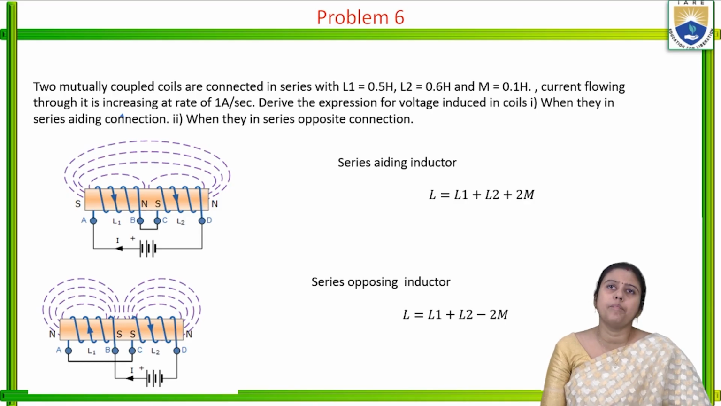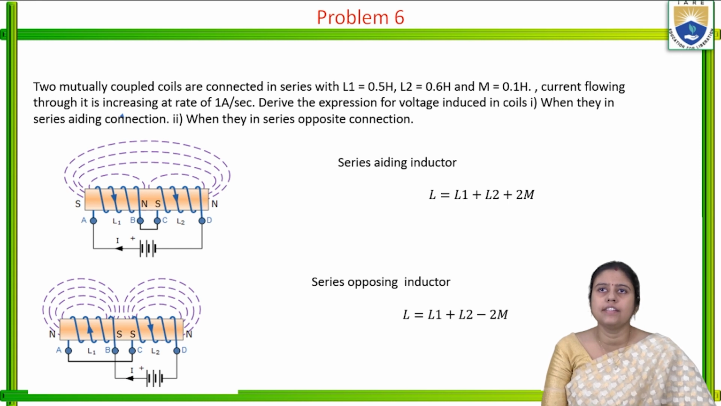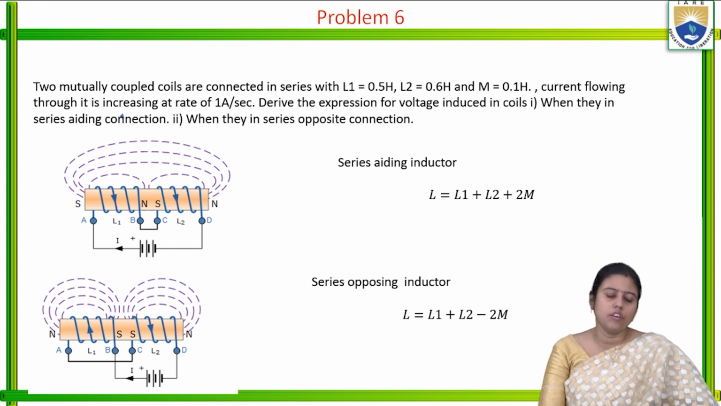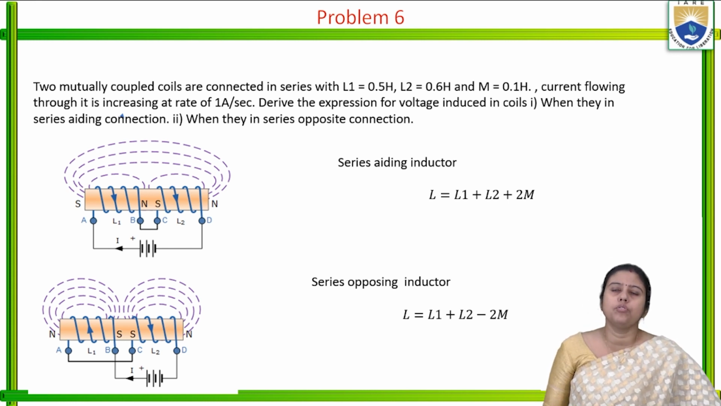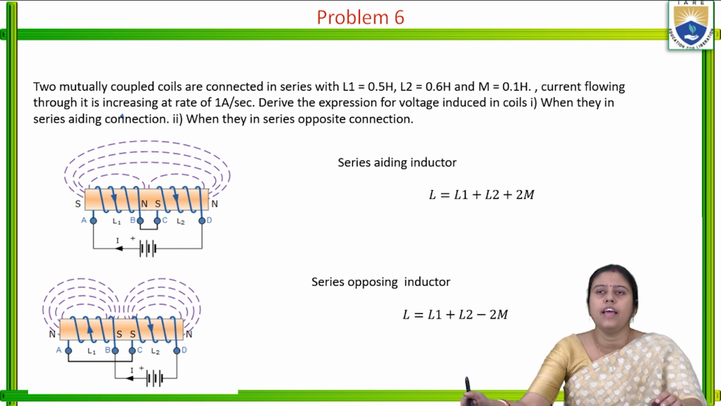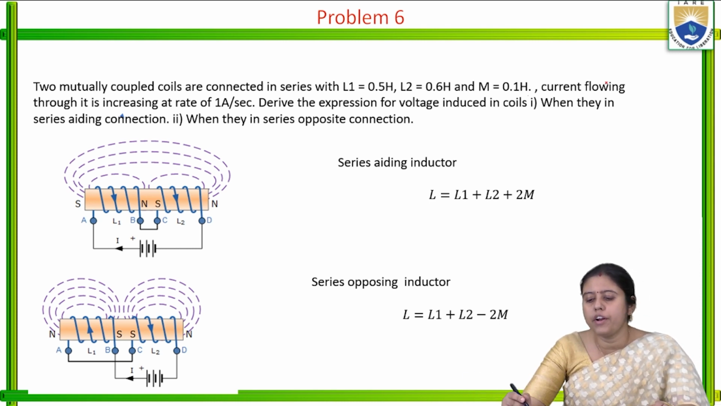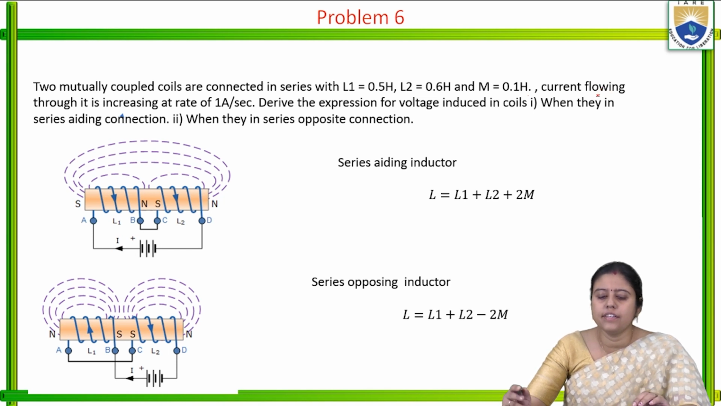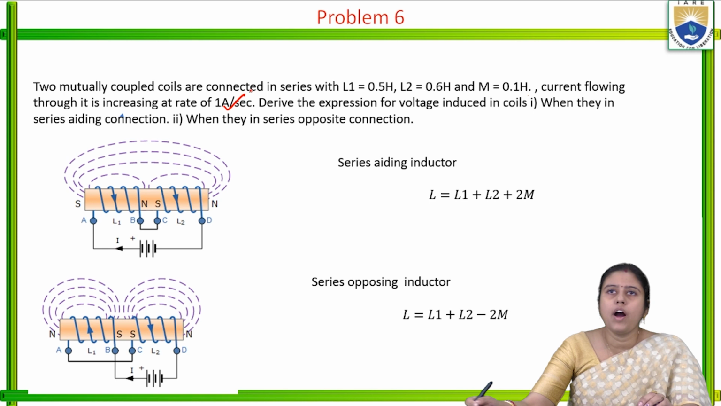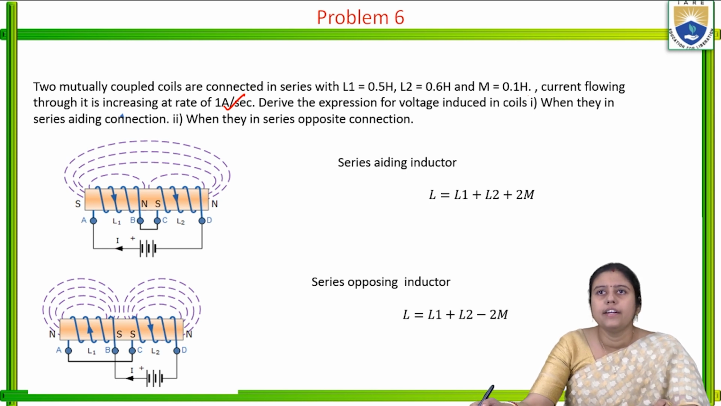Two mutually coupled coils are connected in series. L1 is equal to 0.5 Henry, L2 is equal to 0.6 Henry, and M is equal to 0.1 Henry. The current flowing through it is increasing at a rate of 1 ampere per second. Derive the expression for voltage induced in the coils when they are in the series aiding connection and when they are in the series opposing connection.